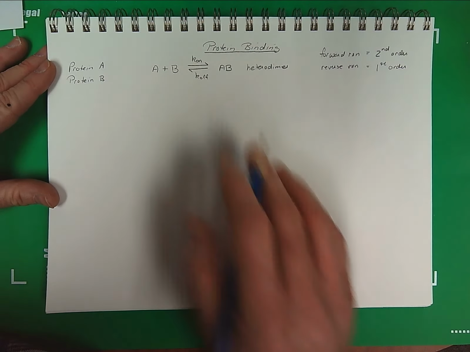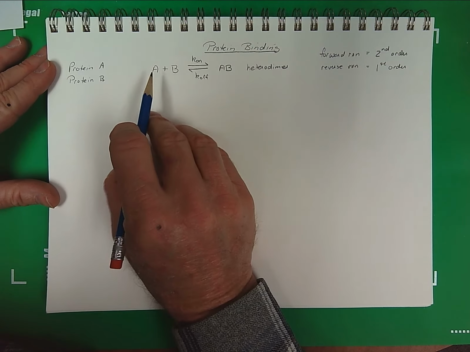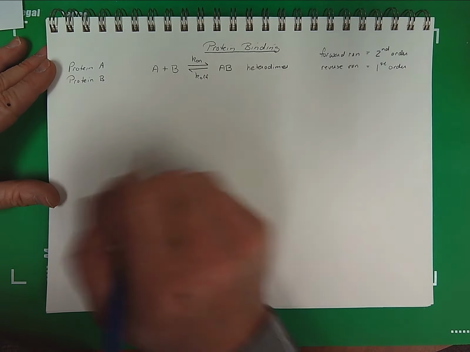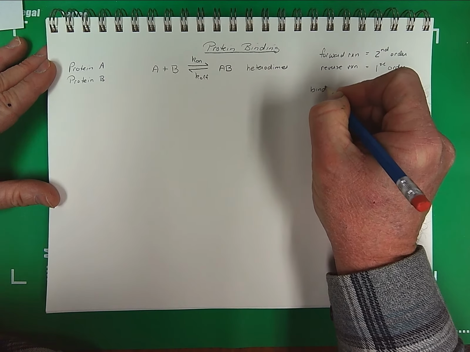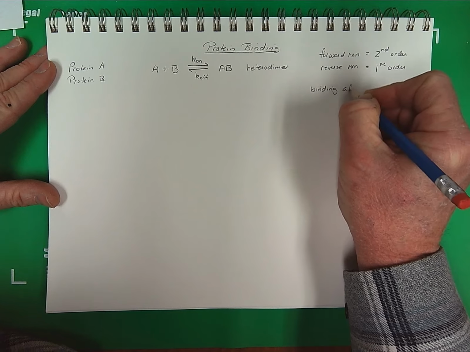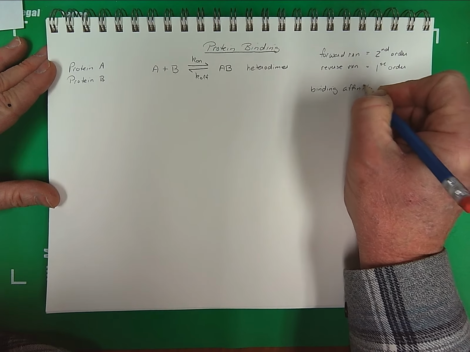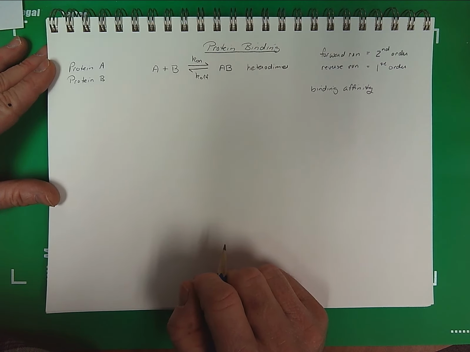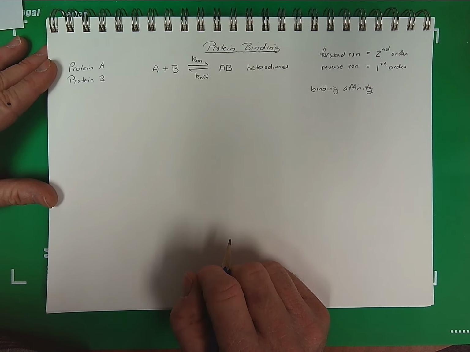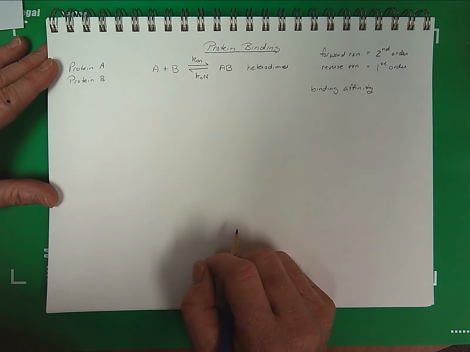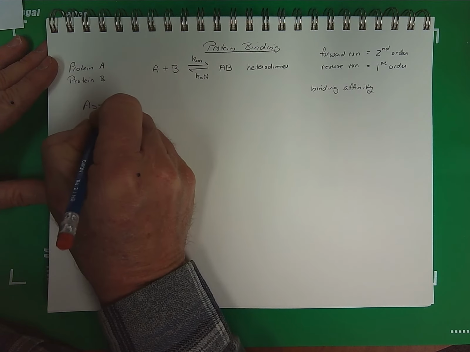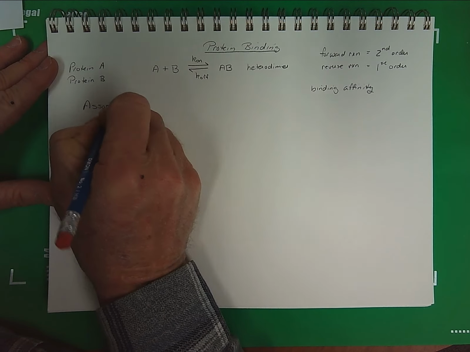Now the objective of measuring protein binding kinetics, which again also applies if this was a protein and a small ligand it binds to, kinetics are the same, is to measure the binding affinity. Binding affinity gives us a lot of information about protein-protein interactions and protein-ligand interactions by telling us how tightly these two entities interact. So to determine the binding affinity, what we have to first consider is what's called the association constant.